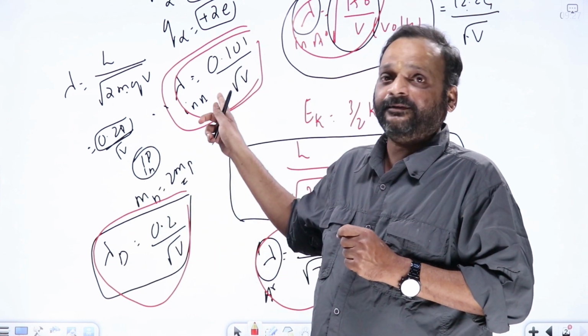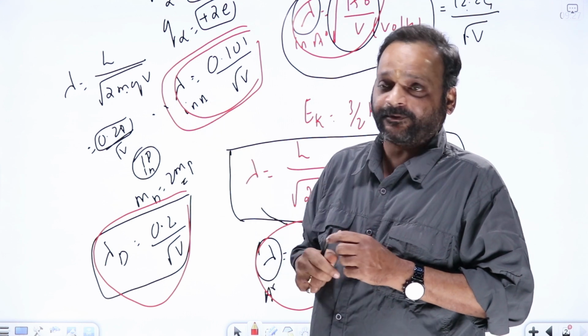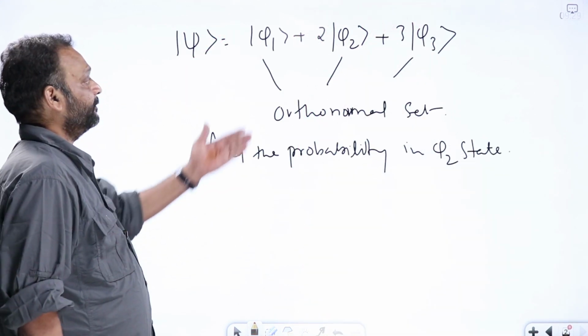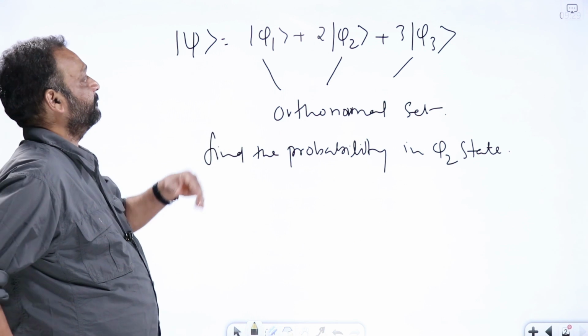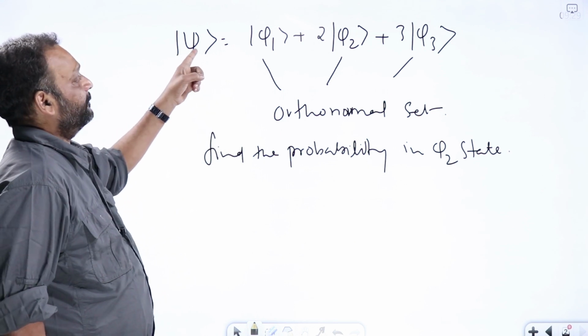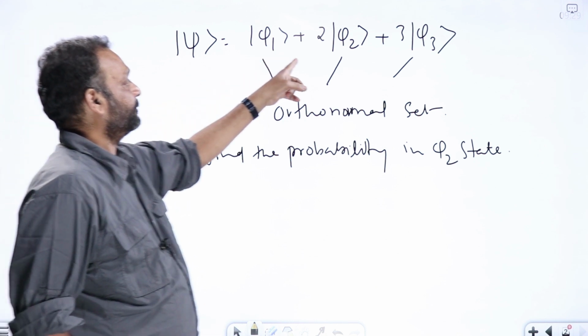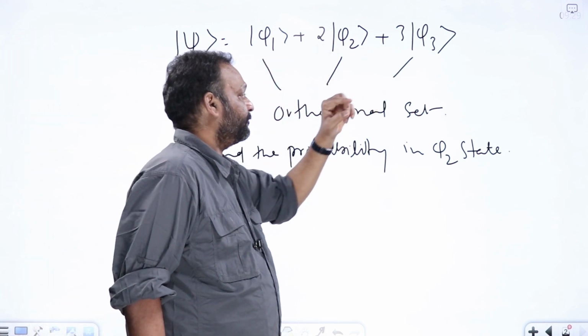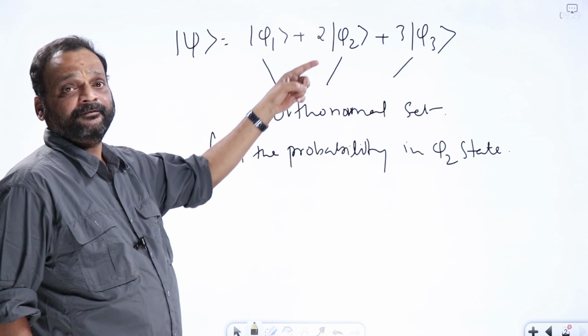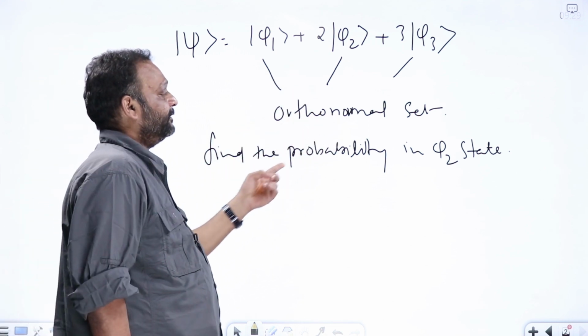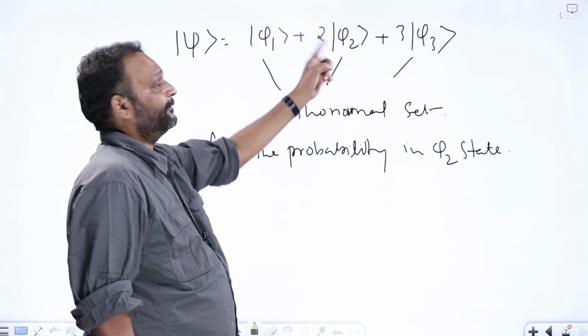The problem I have written, the solution to that GATE problem. The problem in the previous GATE problem was: for a system the wave function is given by psi ket equal to phi 1 ket plus 2 phi 2 ket plus 3 phi 3 ket, where phi 1, phi 2, phi 3 form an orthonormal set. Find the probability of finding the system in phi 2 state.